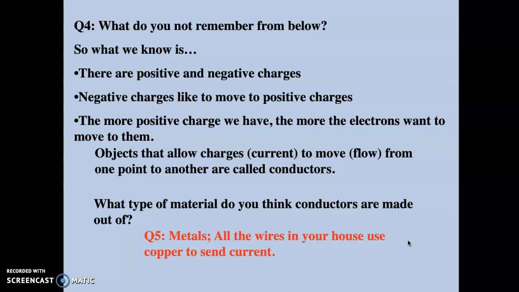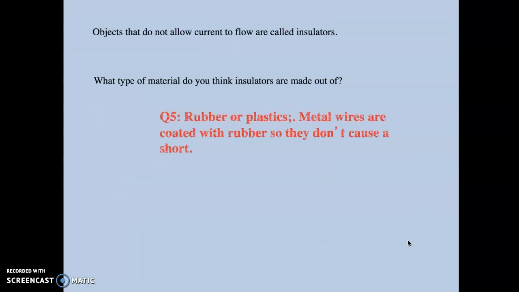Objects that allow current to flow are called conductors. And here's a follow-up question. What type of material do you think conductors are made out of? Based on what we knew already, it should often be metals. So all wires in your house are largely made out of copper to send current or charge through them. It conducts electricity. Objects that do not flow are called insulators.